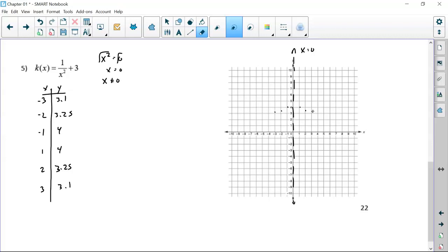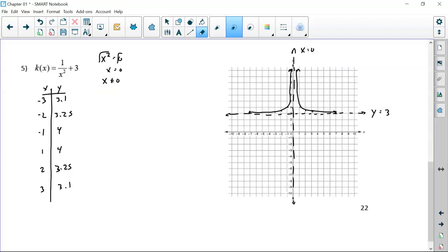Now, if you look at the table, you're never going to get y equals 3. You're going to get close, but not quite. So that's our horizontal asymptote, y equals 3. And there's our graph. This is not a hyperbola.